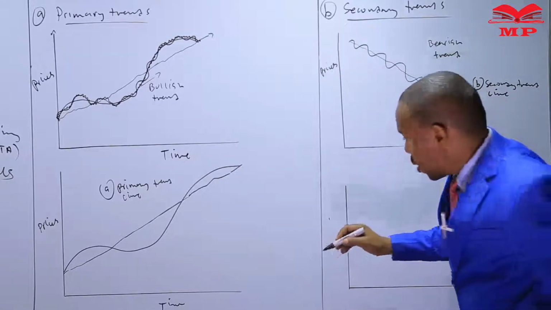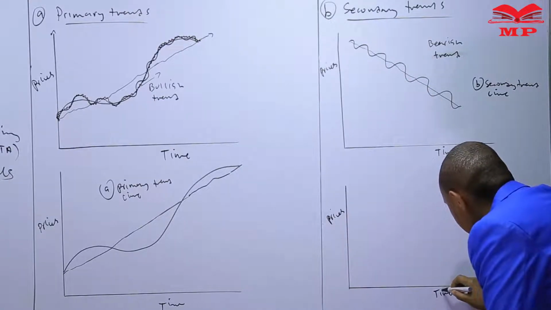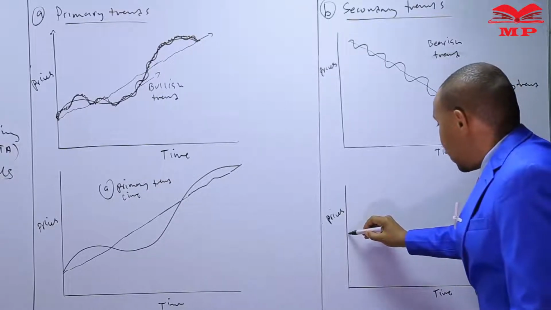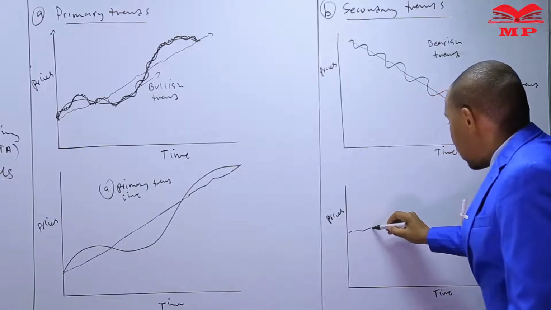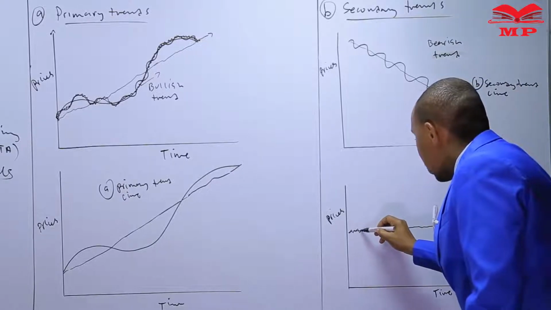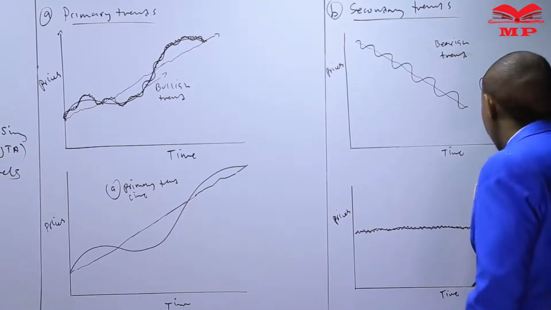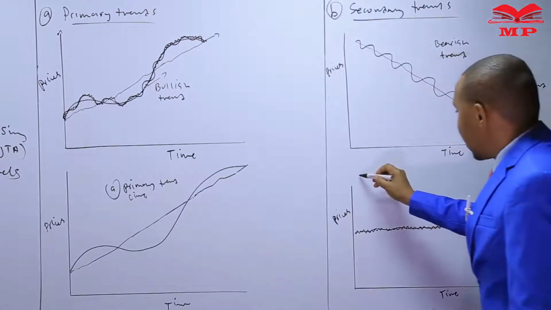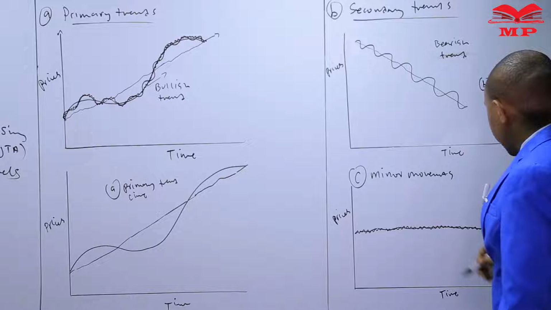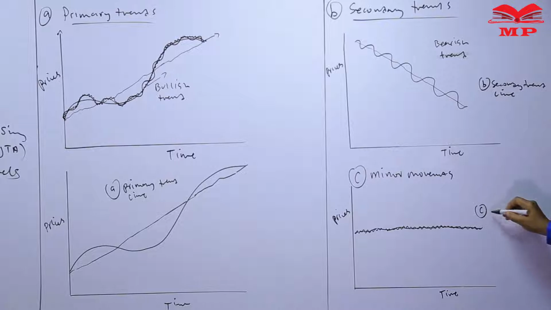Prices, you can put this right here. We have prices. Here we have time. So we can say, if we don't have a trend, we can give another description over here. If the prices are moving somewhat like that, over here we can have very small movements like that, which are indicative of a minor movement. So here we have C, minor movements over here, and we have the minor movement line.